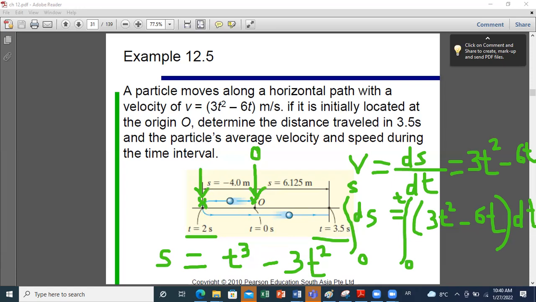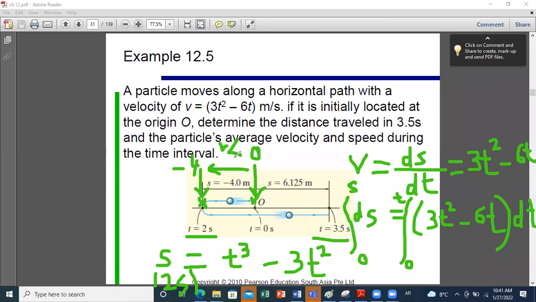So to get s at 2 seconds, you just have to put 2 instead of t. So you get 2 cubed, which is 8, minus 3 times 4. So you get minus 4. Then you can say that after 2 seconds, I am at 4 meters to the left of O. I have a negative value of S. And this will confirm for you that between 0 and 2 seconds, I'm moving backward. I have a negative velocity.